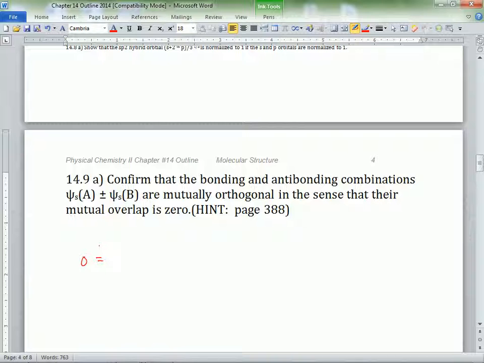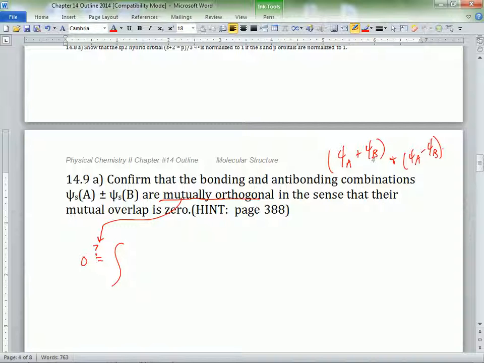So if it's mutually orthogonal, that means that we're trying to see if this integral is actually 0. Right? And they're kind of lazy here. They're trying to say that, okay, here's one function, and then here's another function, and show that they're orthogonal.